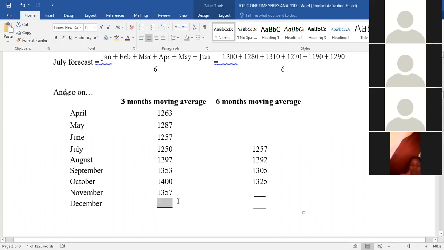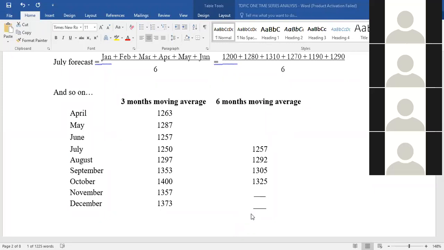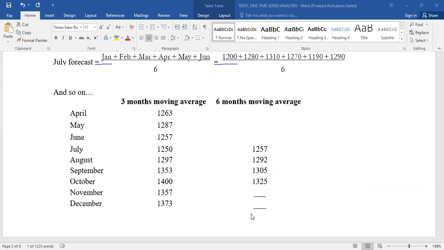Can you give us the figure for December, 3 months? 1373. Mm-hmm. 1373. What's the figure for the 6 months moving average for November? Can you unmute yourself and give us the answer? I'm still calculating. I'm asking the person who has completed to give us the answer.